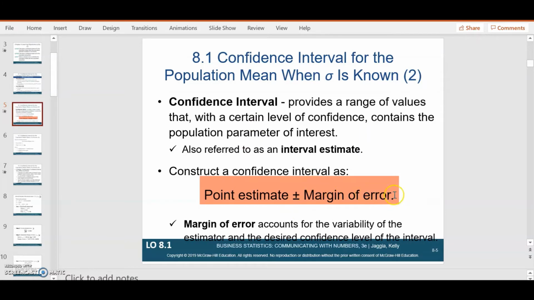Another component in the formula is the margin of error. This margin of error accounts for the variability of the estimator and the desired confidence level of the interval. In this formula, you can also see the plus minus sign. These two signs help us to determine the minimum value as well as the maximum value for the estimation.